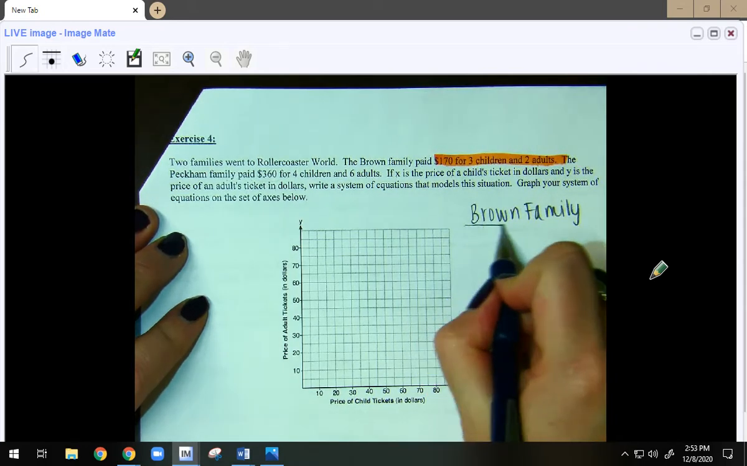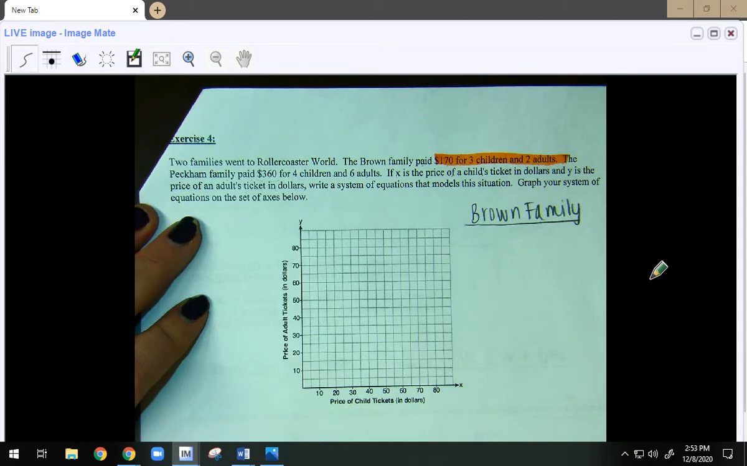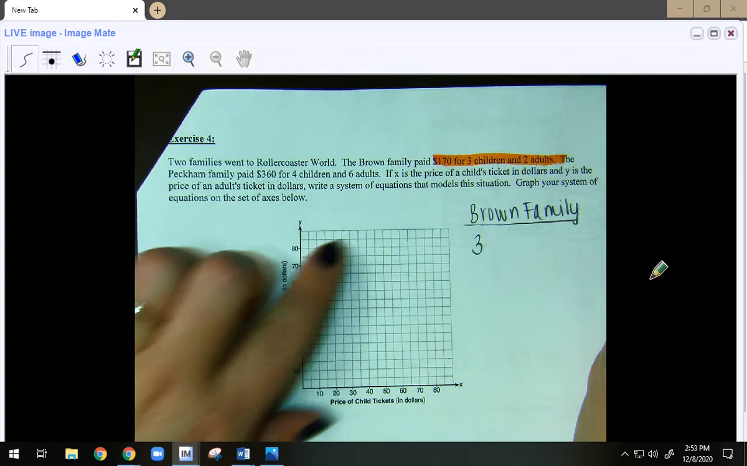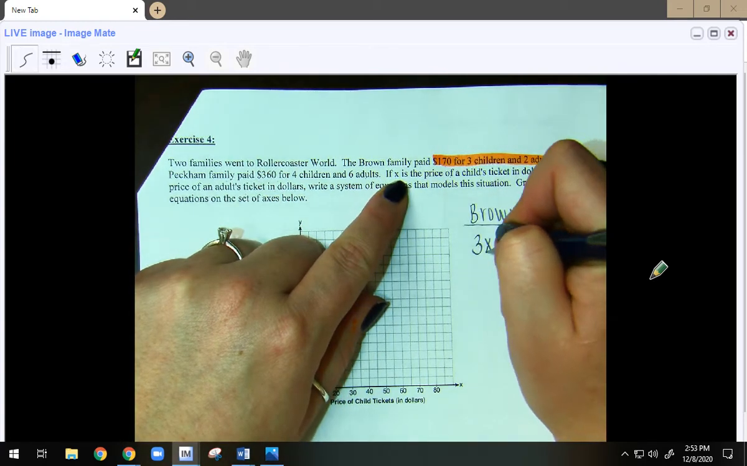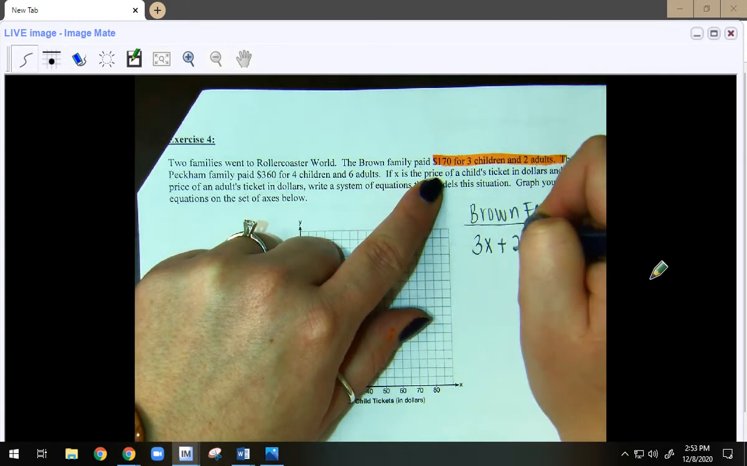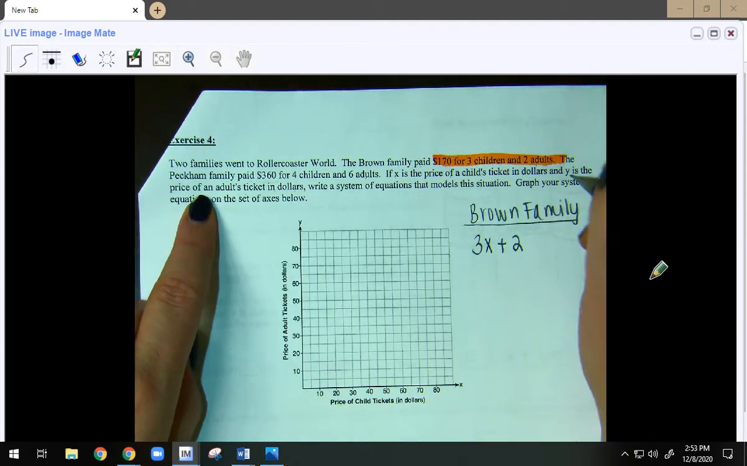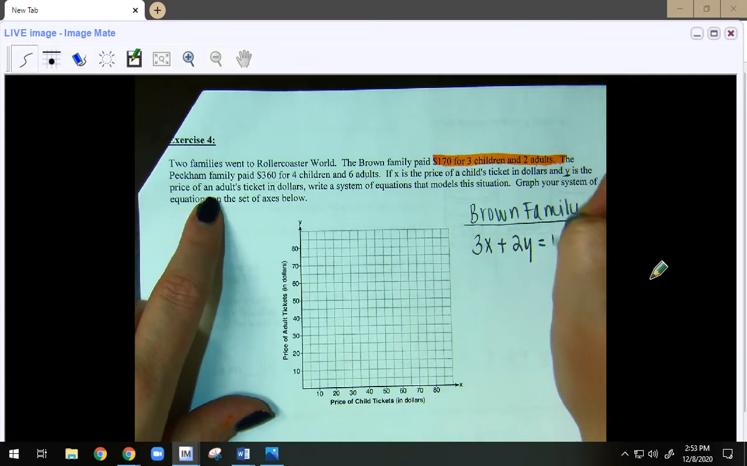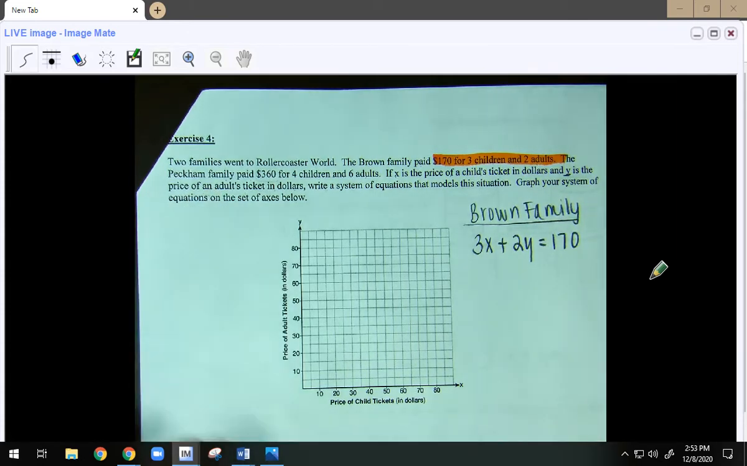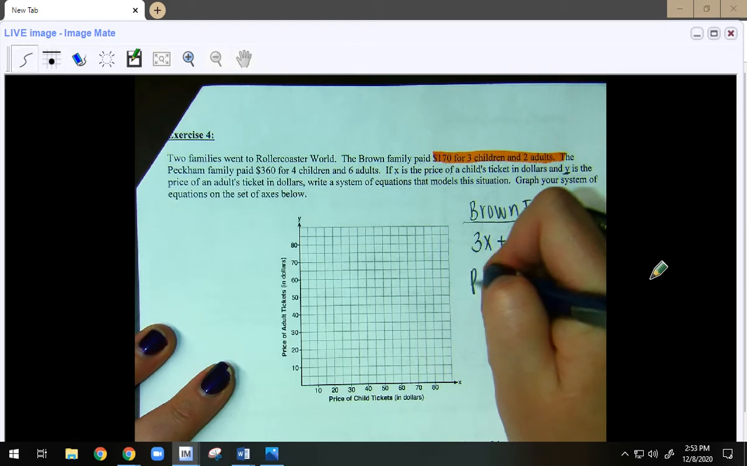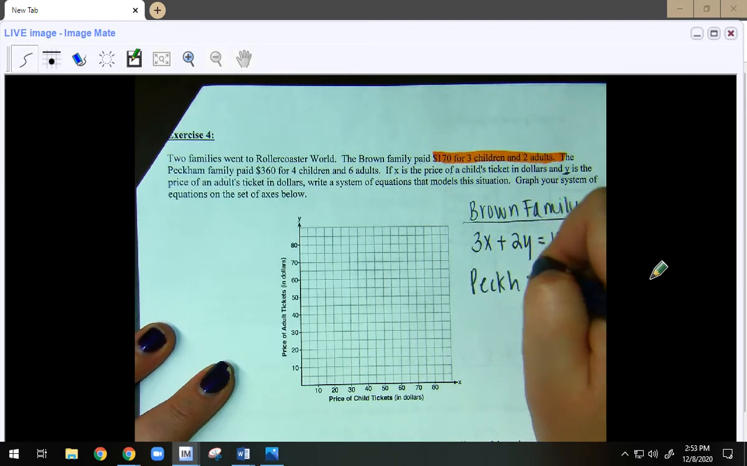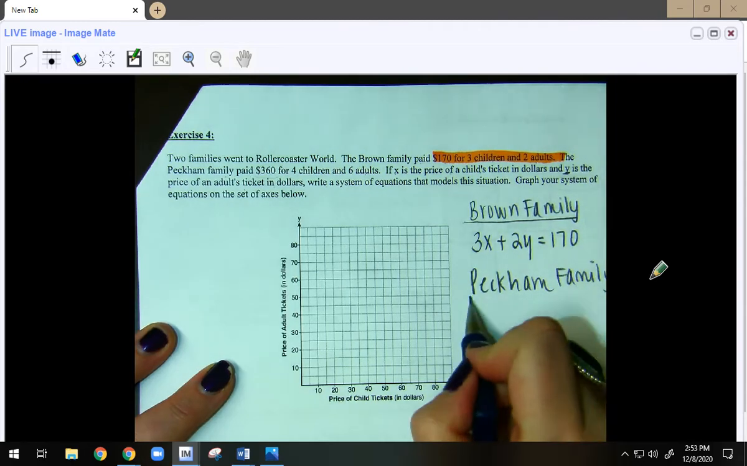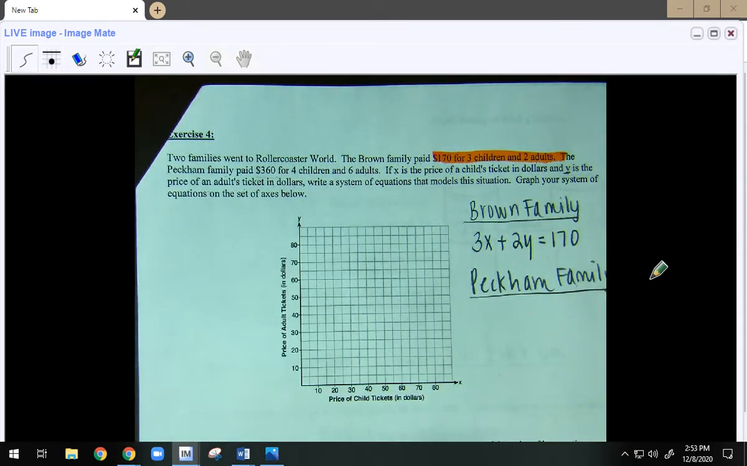What does their equation look like? The quantity comes first. I have 3 children. All right, so X is the children's price and 2 adults, and Y is the adult tickets, and they spent $170. Okay, the Peckham family. Alrighty. All right, Peckham family, what do you have?